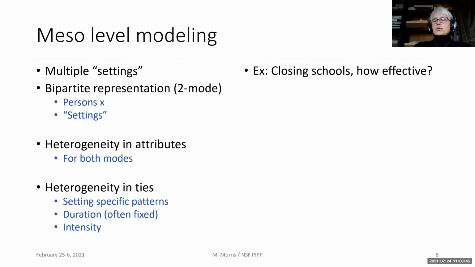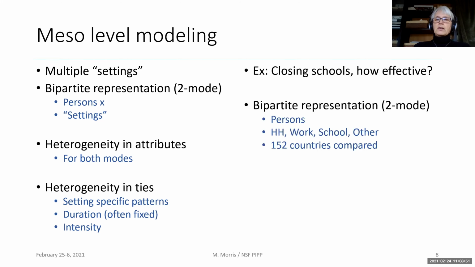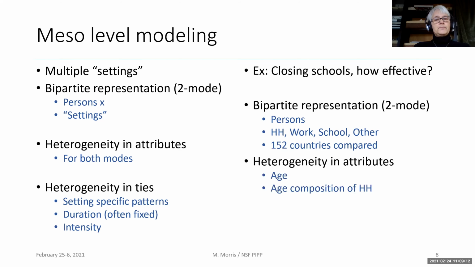An example of this would be asking the question, how effective is it to close schools in the context of an epidemic? Here you might expect a bipartite representation with a two-mode network where you have persons. Note that there are multiple settings. So there are households, workplaces, schools, other settings where people congregate. And I'm going to show you an example that compared 152 countries on this next.